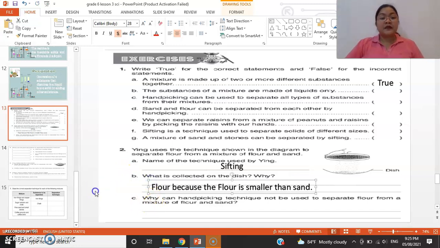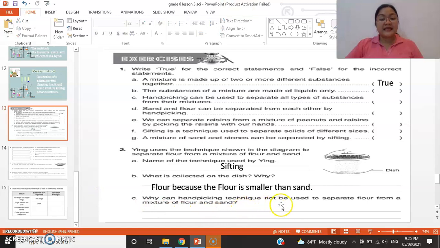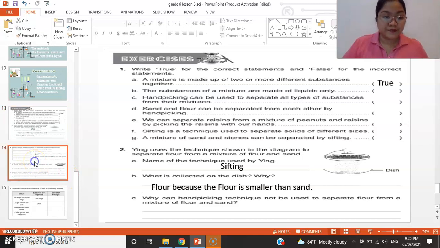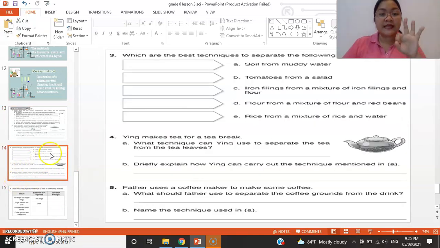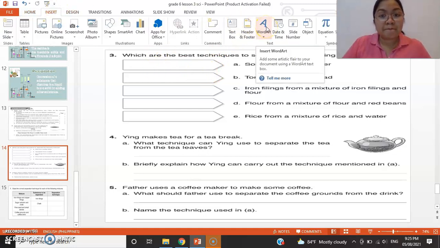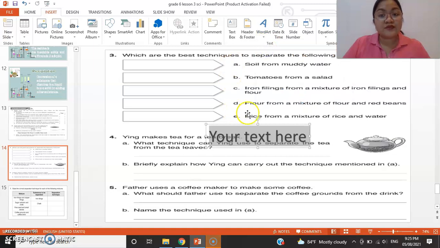Letter C. Why can hand picking technique not be used to separate flour from a mixture of flour and sand? So why cannot we use hand picking to separate flour and sand? Okay, try to answer on your own. Next, number 3. Which is the best technique to separate the following mixtures? So you're going to write what technique we are going to use.